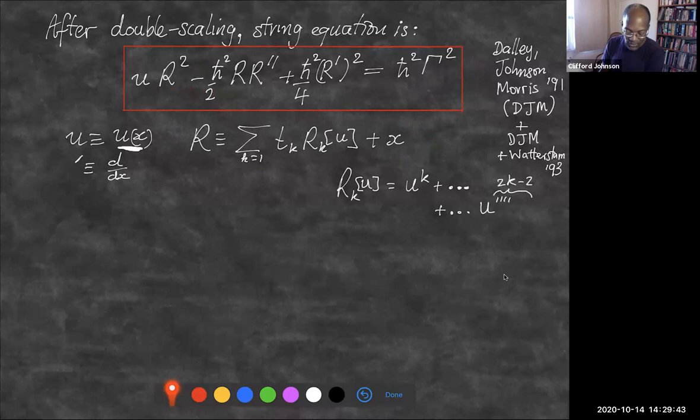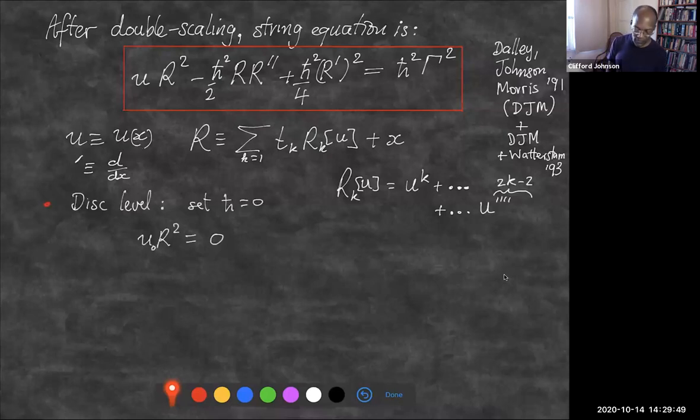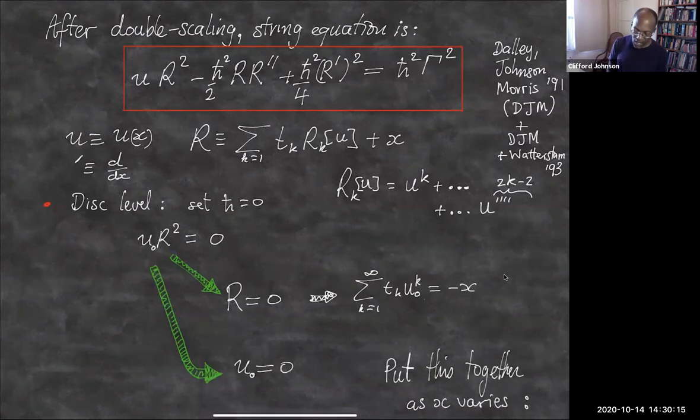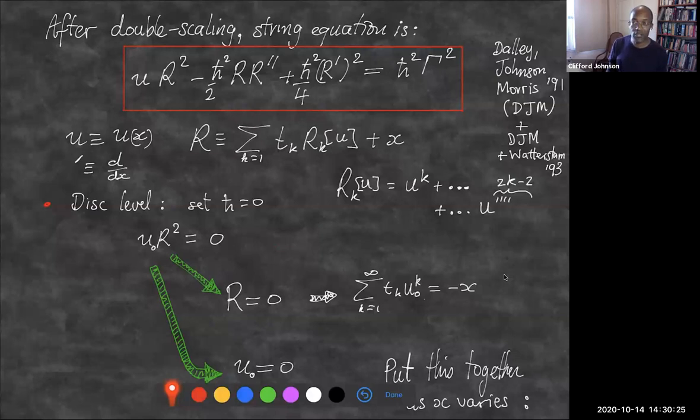And in particular, what you need to do is solve that differential equation. At disk level, it looks something like this. So h bar going to zero, essentially there's an h bar with every derivative, and setting h bar to zero essentially kills all of those terms except this last one here. And then I have two solutions. I either have R equals zero or I have u equals zero. R equals zero, essentially, if I took R equals zero everywhere for all x, that's essentially the string equation of the original Hermitian matrix models that I talked about before.